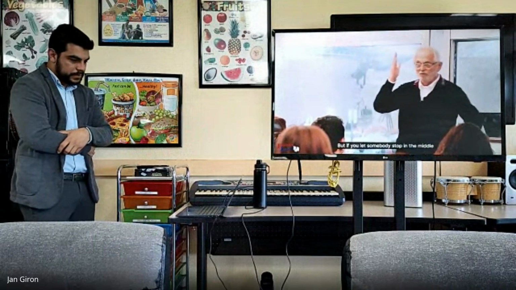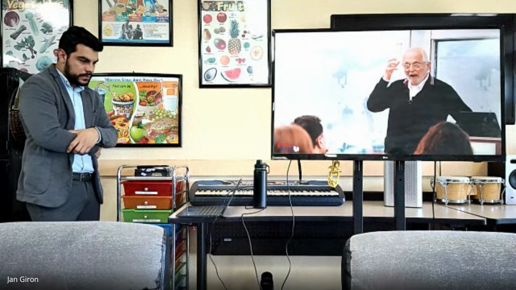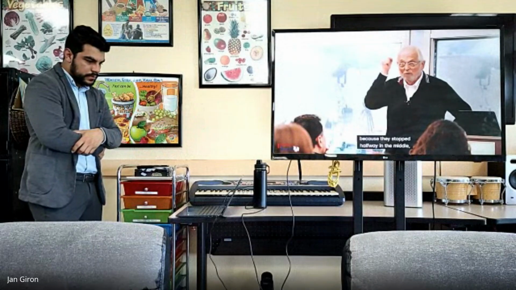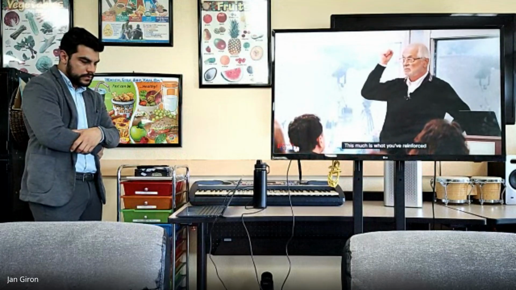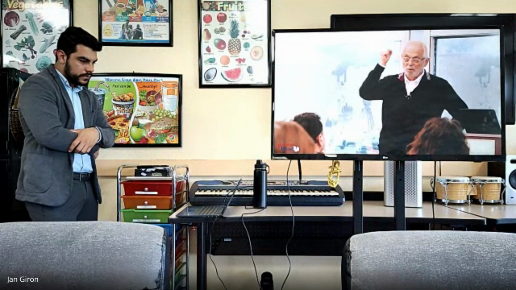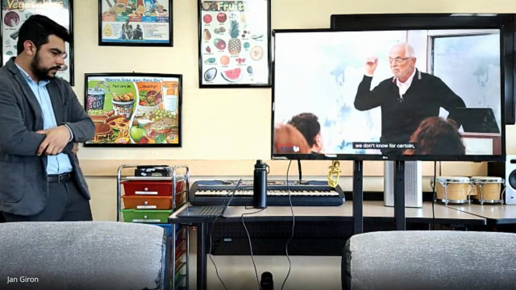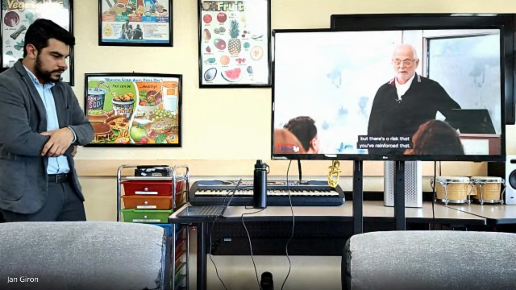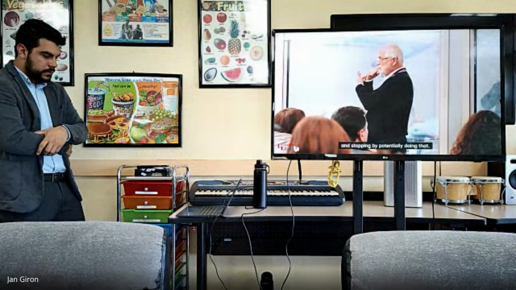But if you let somebody stop in the middle and reinforce that because they stopped halfway in the middle, what have you also reinforced? This much is what you've reinforced. Or what you may have reinforced. We don't know for certain, but there's a risk that you reinforce that. I'm not going there. Just like I'm not going to reinforce going up here and stopping by potentially doing that. That's why movement cycle matters.